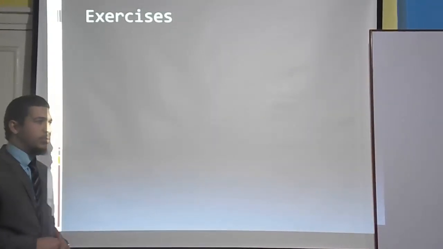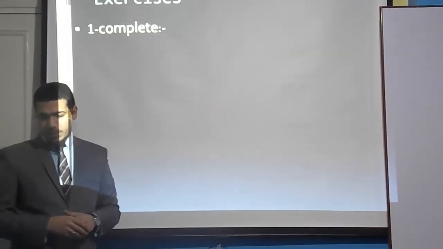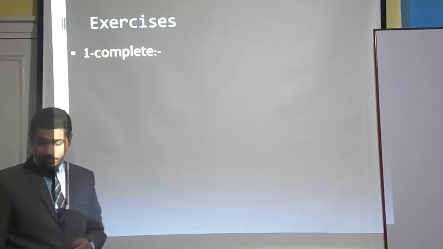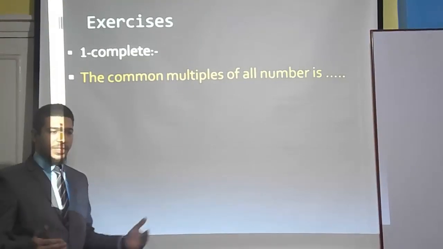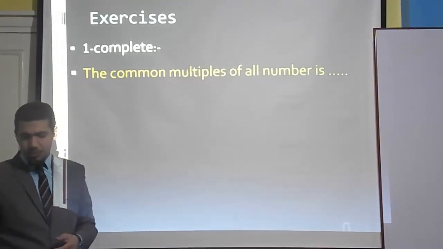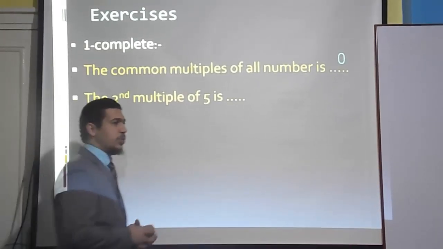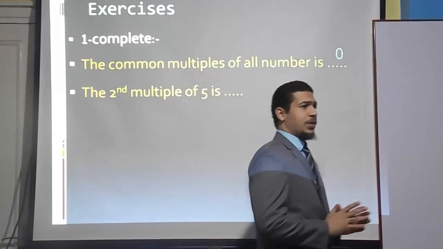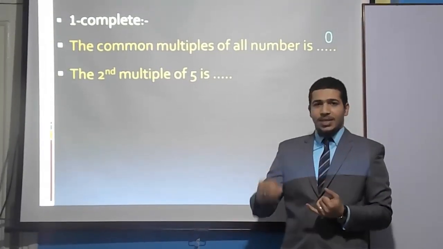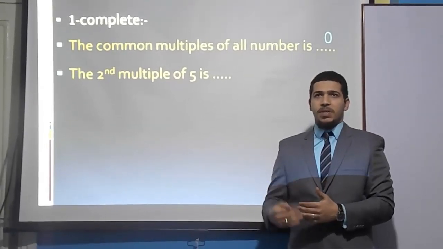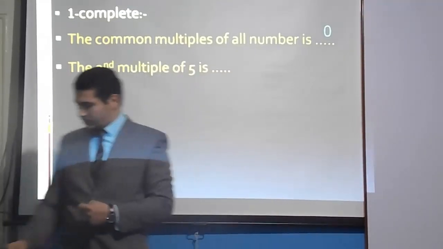Now, let's do some exercises to see what we understand. The first question is complete: the common multiple of all numbers, which exists in all numbers, is surely 0. The second: the second multiple of 5. The first multiple of 5 is 0 because 0 is a common multiple of all numbers. Then 5 steps after 0, I repeat 5 only one time, which equals 5.